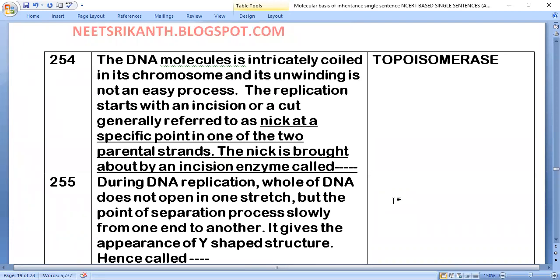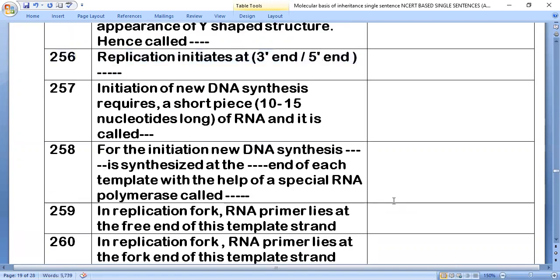During DNA replication, the whole of the DNA does not open in one stretch, but the point of separation proceeds slowly from one end to the other. It gives the appearance of a Y-shaped structure, hence called the replication fork. Replication initiates at the 3' end to 5' end.